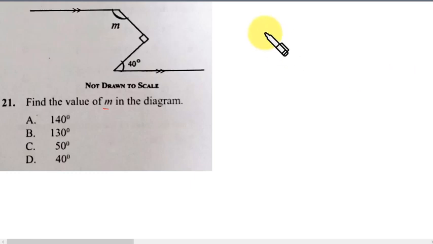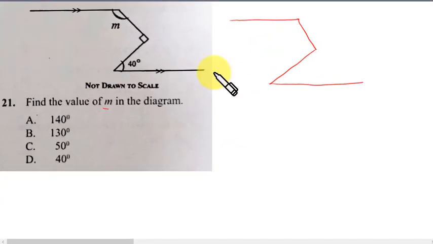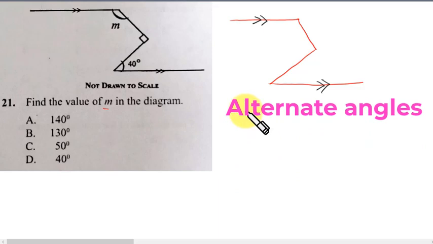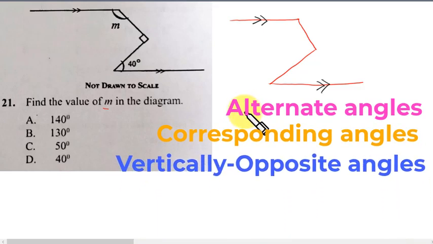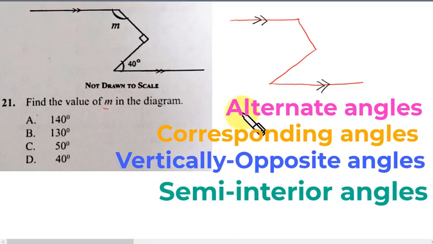Alright, so what we do is that we will draw the diagram to have a look at it here. We see two arrows on these two lines, and we see some also here. This implies that this line and that line are parallel. It means that they will never meet. And you know, when you see parallel lines, you should apply the properties of parallel lines. You should be thinking about angles like alternate angles, corresponding angles, vertically opposite angles, semi-interior or co-interior angles, and others.